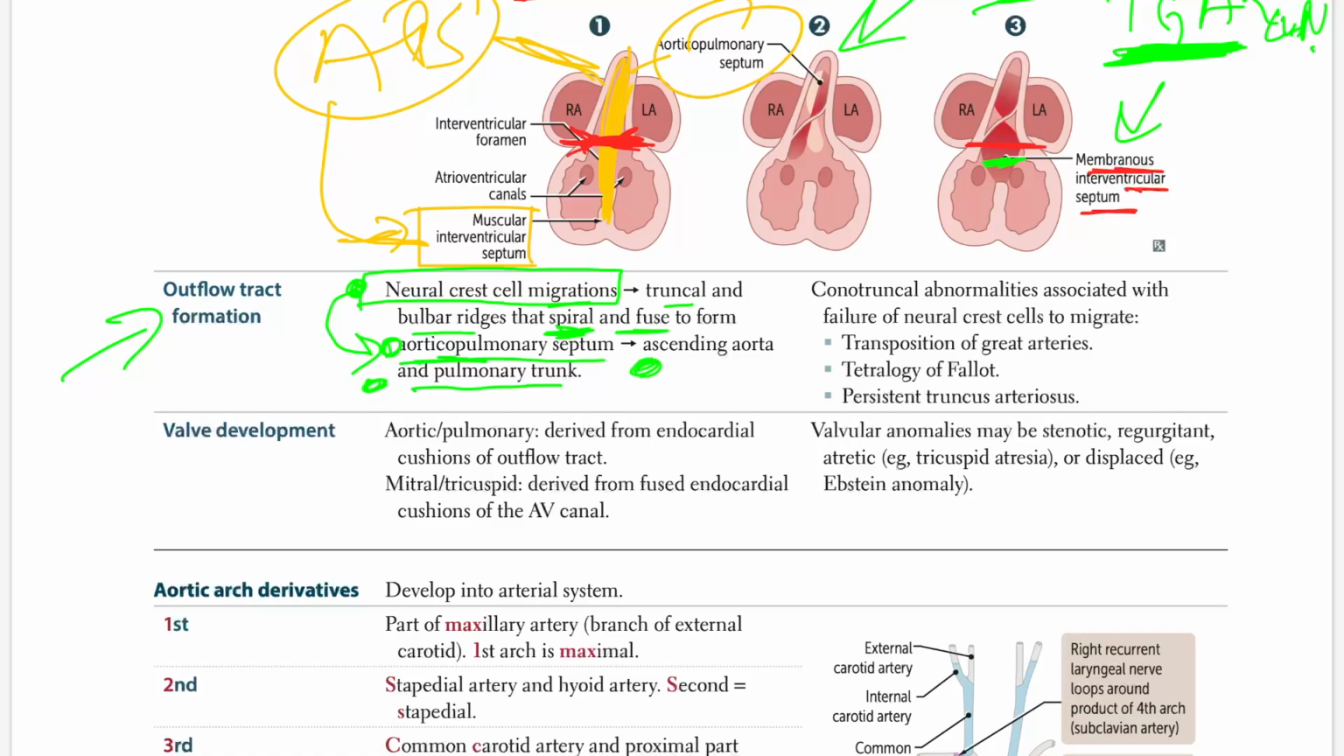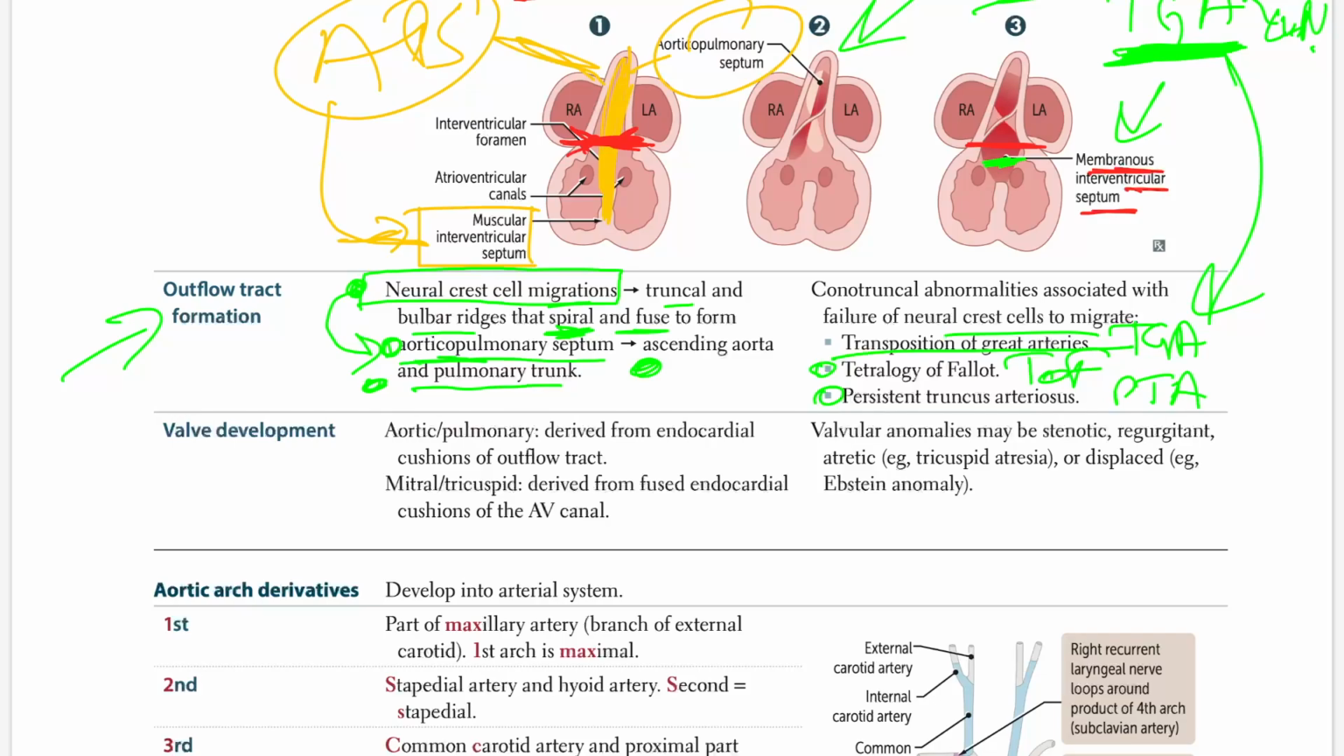Okay, conotruncal abnormalities associated with the failure of the neural crest cells to migrate are transposition of great vessels, high yield, TGA, which we just talked about up top, tetralogy of Fallot, high yield, TOF, and persistent truncus arteriosus, PTA.